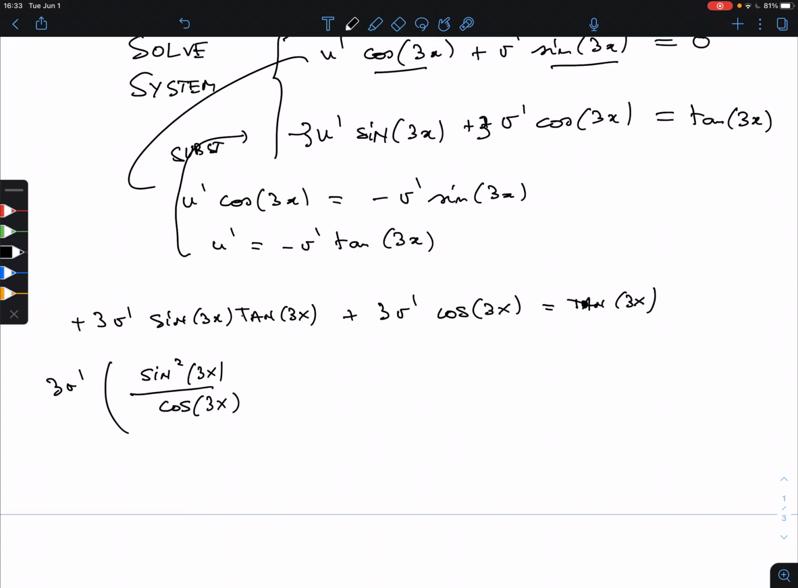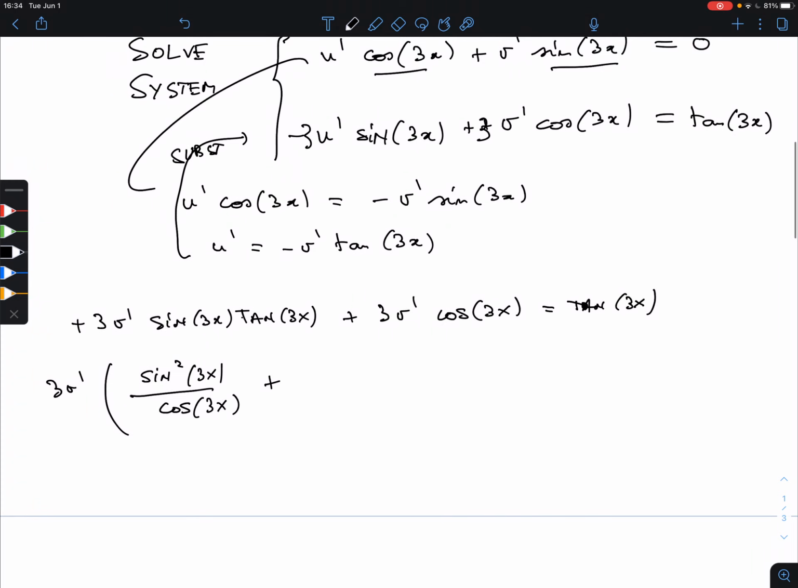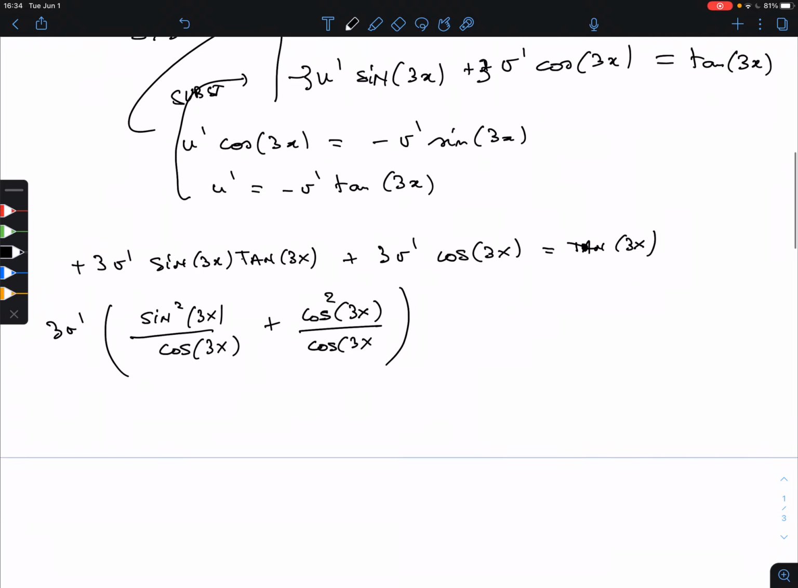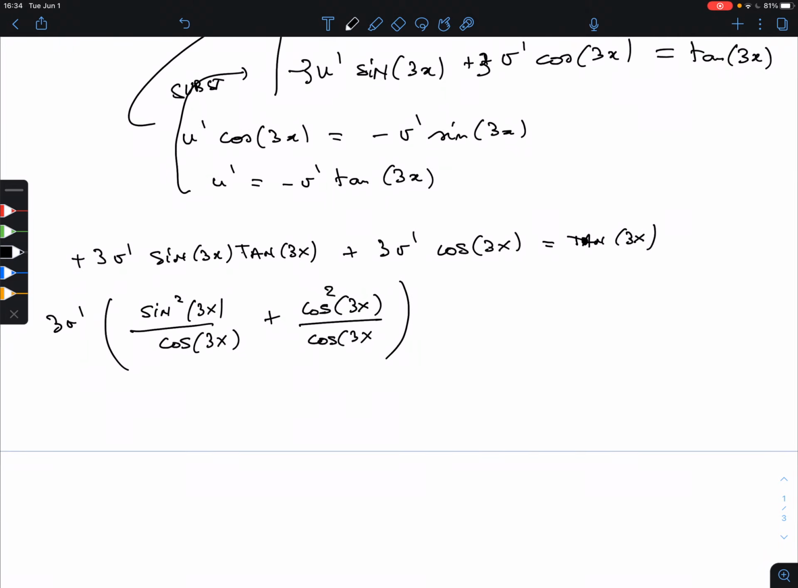I'm writing tangent now back in sine and cosine. Okay. Plus cosine 3x. So perhaps I should put this on a common denominator. So put this squared here and then the cosine 3x here, right? I'll put a common denominator. I start liking it better because what is this now? So I'm working on the left hand side.